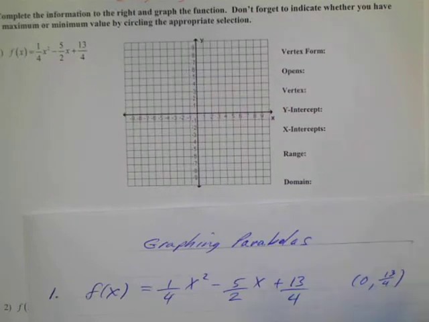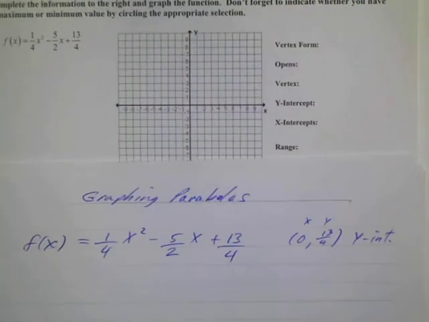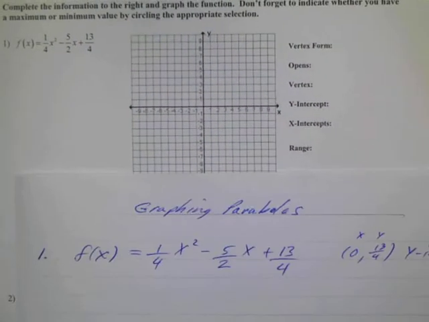So we can note that down. That's going to be the y-intercept. That's easy. Just put 0 in for x. When x is 0, this is the y-intercept. So we can see that right away. And we want to put this in vertex form.